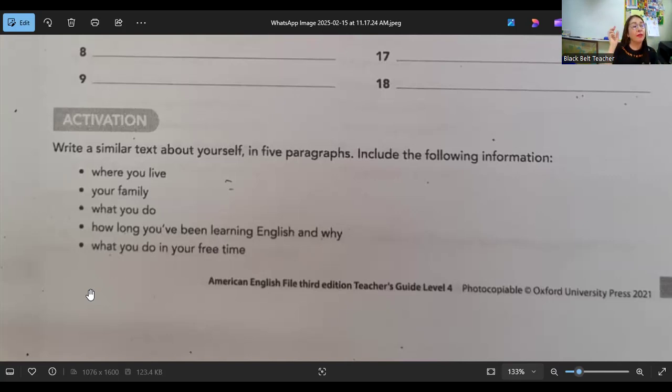Okay. Fourth paragraph, how long you've been learning English? A long time. And why? And the last paragraph, this is going to write about popcorn. My popcorn life. Okay. Here.